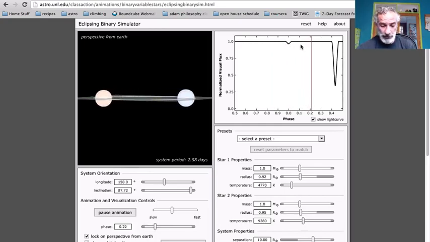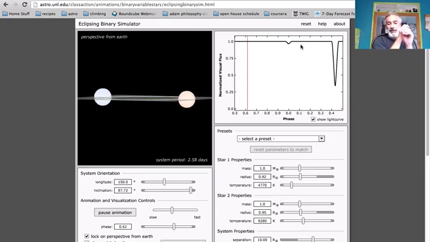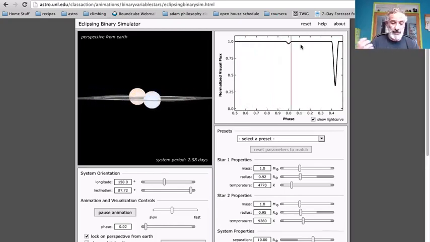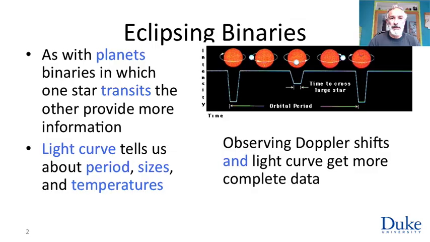But in this case there's no flat period, because there's no time, other than an instant, when we get maximal obscuring. And so the ratios of the radii and the temperatures can be read off from these plots. It's worth playing around with the simulator. I'm sure you'll learn a lot. So eclipsing binaries are a rich source of information. In general, we can learn a lot from binaries.